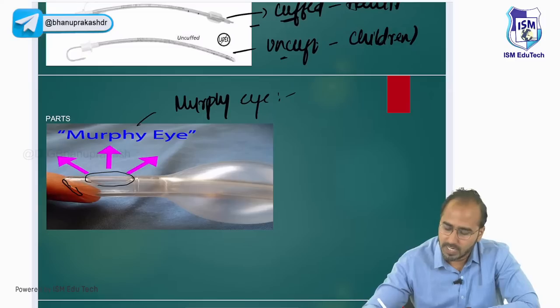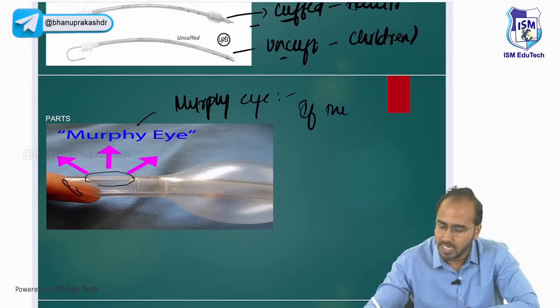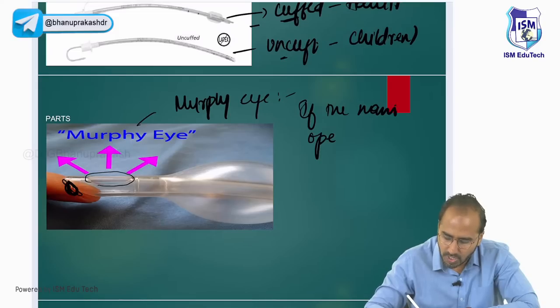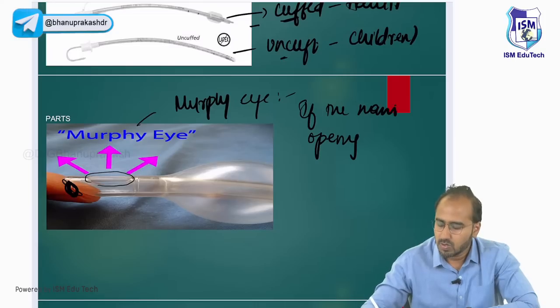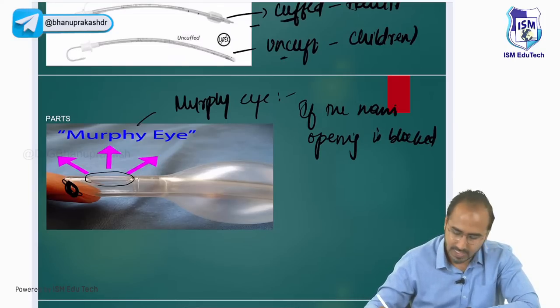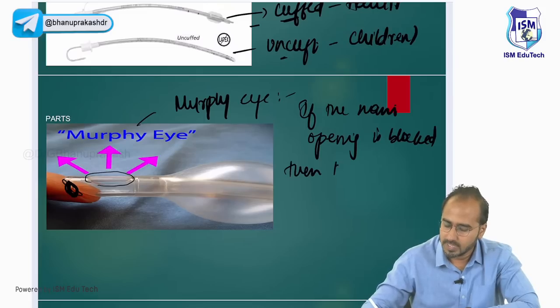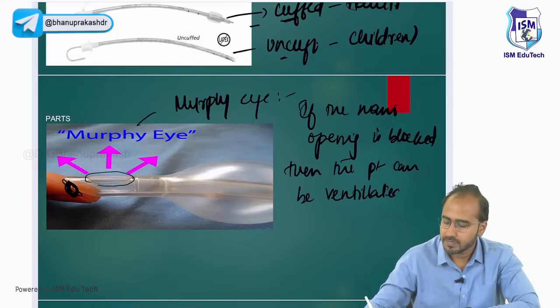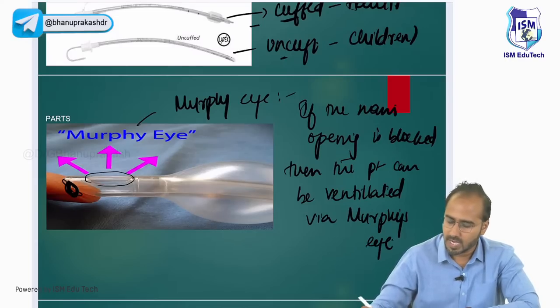If the main opening gets blocked, the patient can be ventilated through the Murphy's eye. If the main opening is blocked, then the patient can be ventilated via Murphy's eye. Okay.